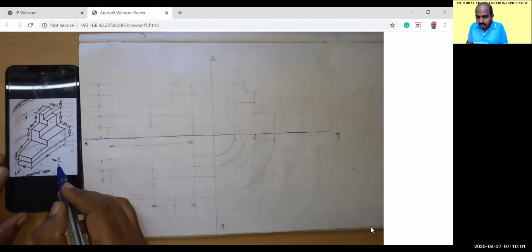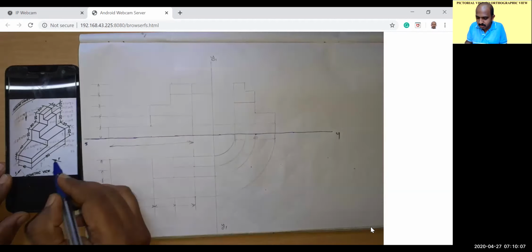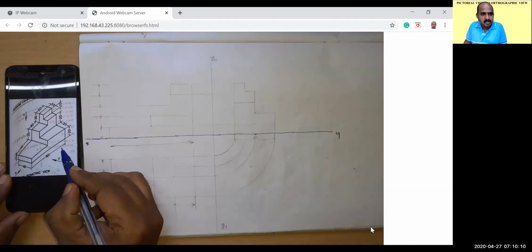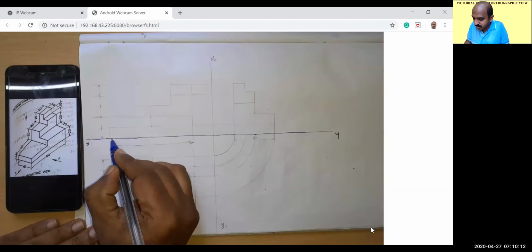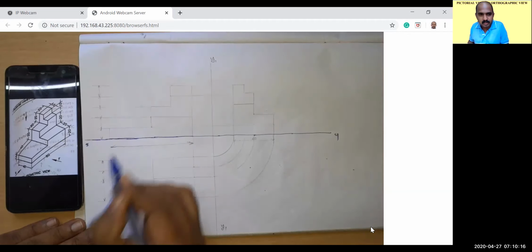Now you look at the direction of F. That shows the direction of your front view. When you are looking in this direction, what is this length? This is equal to 80. So you draw the 80 here.